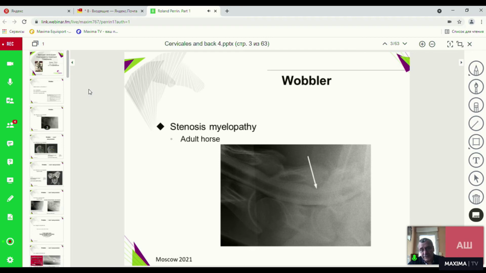So in the picture, you can see you have the compression on the dorsal part of the spinal cord on this horse between C7 and T1. Здесь на снимке вы видите как раз такую ситуацию, когда произошло сдавливание, компрессия спинного мозга на уровне сустава между седьмым шейным и первым грудным позвонками. So sometimes stenosis myelopathy can be a congenital problem, but more often it's a problem you can find on the adult horse. В некоторых случаях стенозирующая миелопатия может быть врожденной проблемой, однако чаще всего мы встречаем такую ситуацию у уже взрослой лошади.